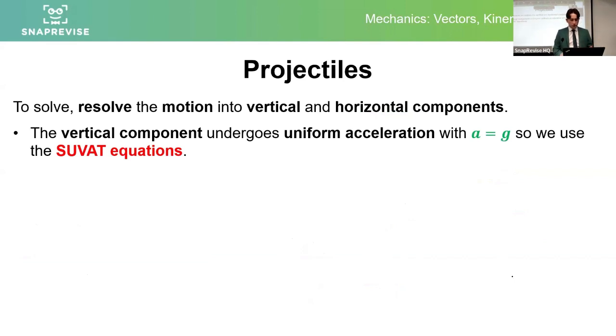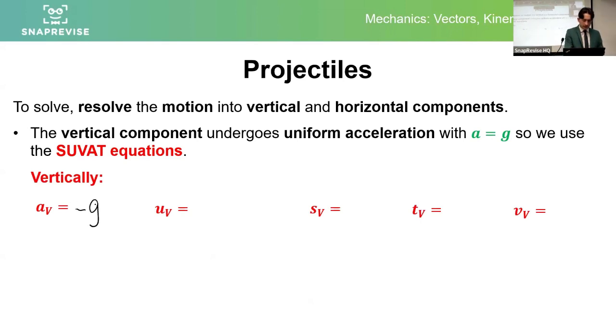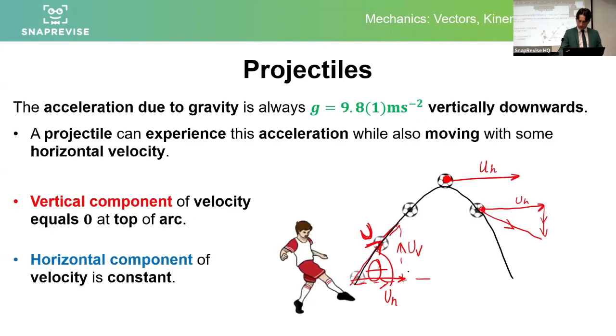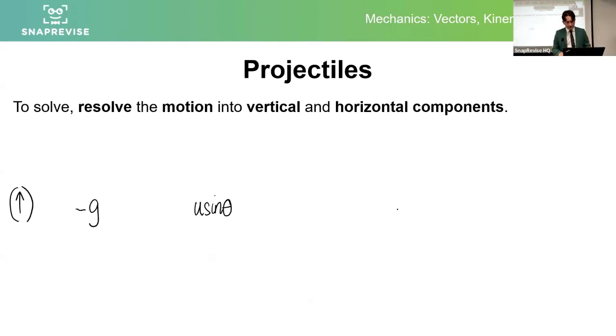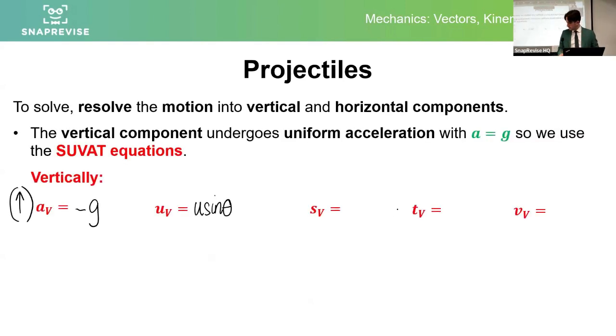So as we said, the vertical component is basically experiencing uniform acceleration due to gravity. So in a vertical sense, we have minus g. We think of upwards as positive. The initial is u sine theta, because if we go back to the diagram, it's the speed and it's the opposite. So u sine of the angle is how much upward speed it has. So it's u sine theta. The displacement is the height.